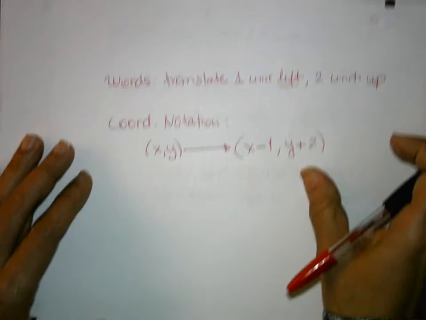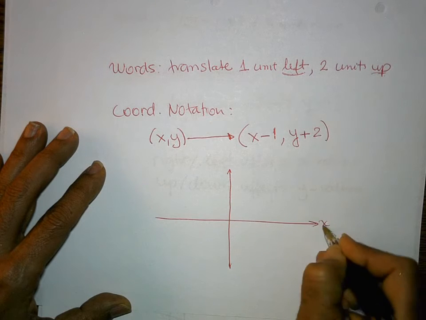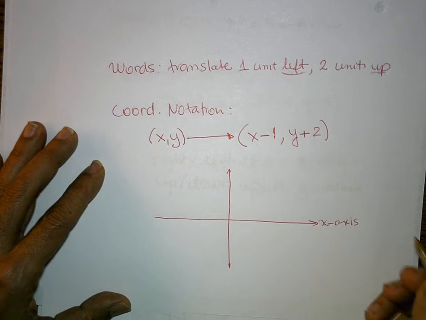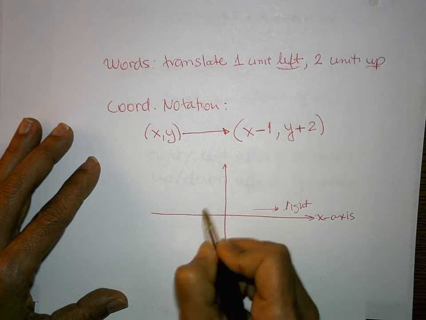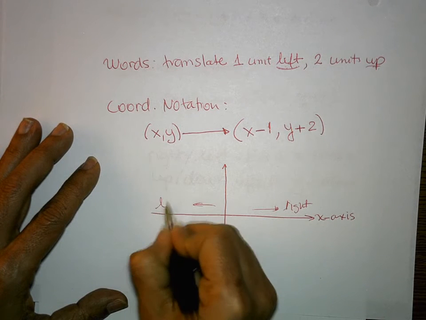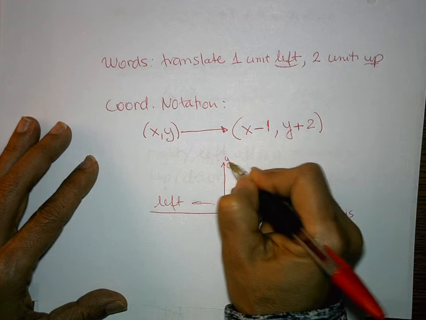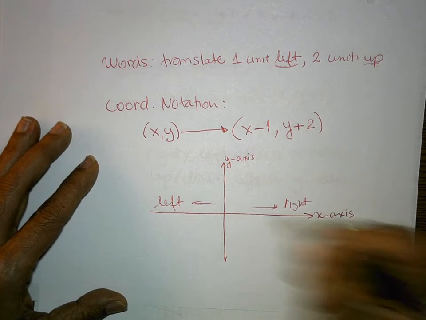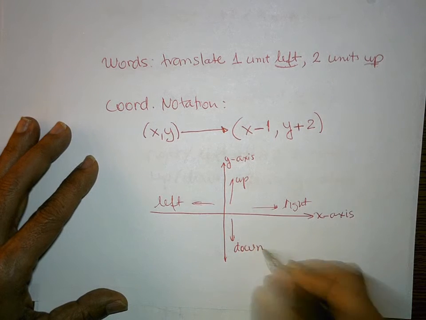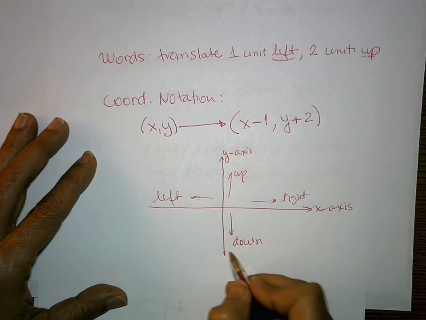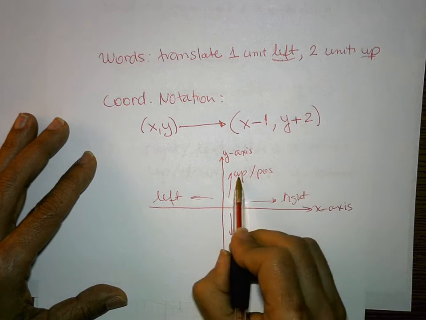It makes sense because if you look at the Cartesian plane, this is the x-axis, and we move to the left or to the right in the x-axis, right? In the x-axis, we move either left or right. And this is your y-axis. And in the y-axis, we either move up or we move down. And think about it. Down is the negative numbers. Up is the positive numbers. So that's why up, I put positive.